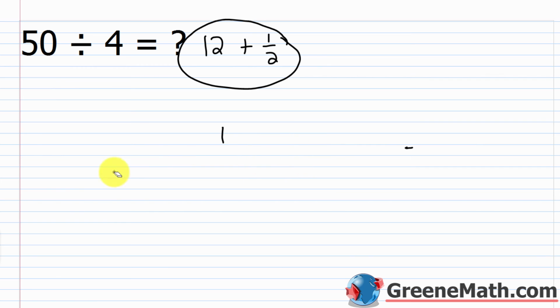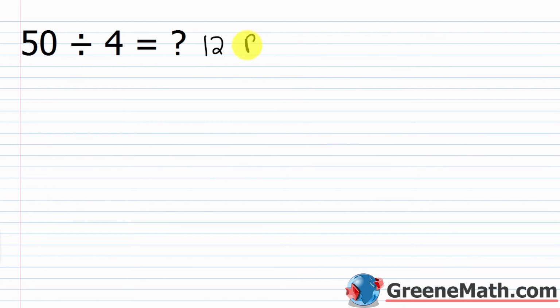Another way that I could do this, I could go back to 12R2. And I could say, okay, 12, the quotient, times 4 is 48. Add the remainder back in, I get to 50. So those are two different ways that you can look at that.